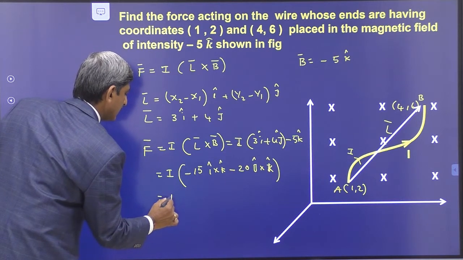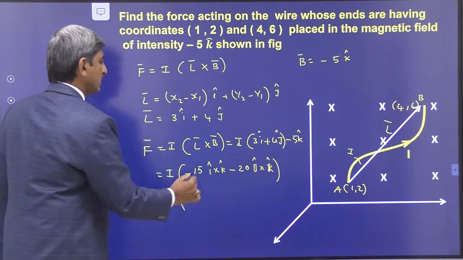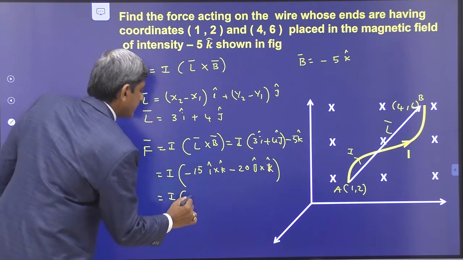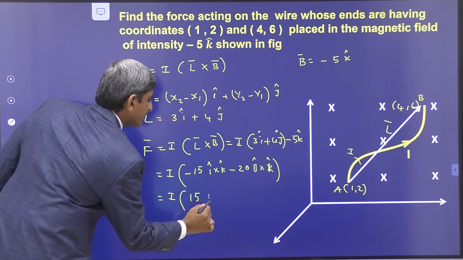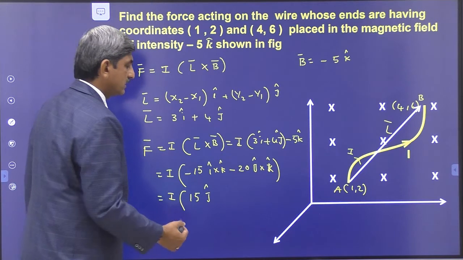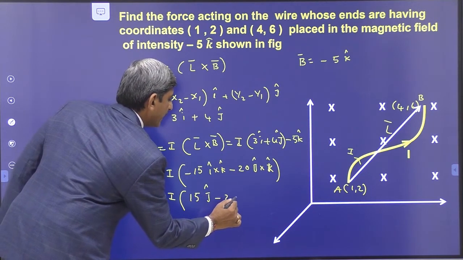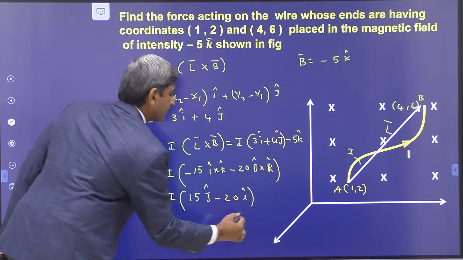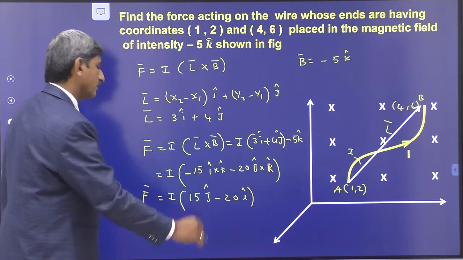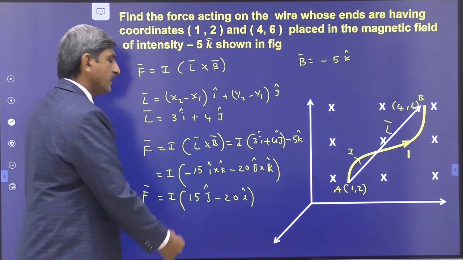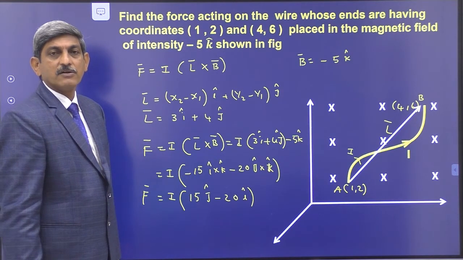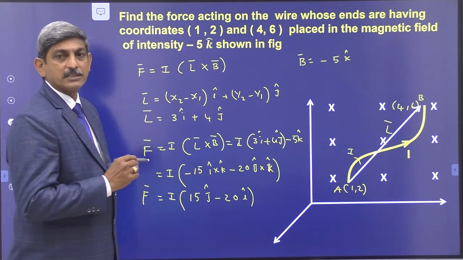This is equal to I times, we know that i cross k is equal to minus j. Minus minus cancel and it becomes 15 j cap. Next, j bar cross k bar is equal to i bar, so that minus 20 i bar. So this gives the force acting on the wire. Now, by knowing the current value, by taking the magnitude of the vector, we can determine the magnitude of the force acting on the wire.